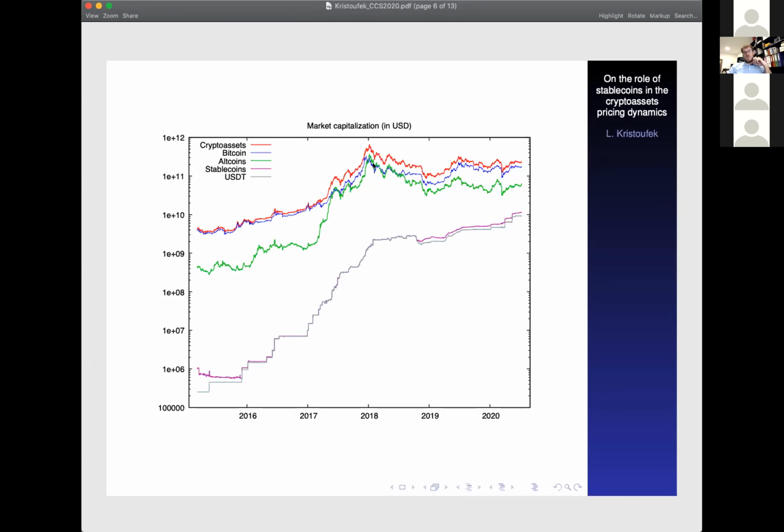And actually, when Bitcoin was dropping in 2018, the Bitcoin dominance was below 50%. And then we have stablecoins, the purple color, and USDT in gray. You can see that USDT forms a huge portion of the total capitalization of these. You see that only by the end of 2018, there are some other stablecoins that play a role that have some larger market capitalization, but still USDT is by far the most important one.